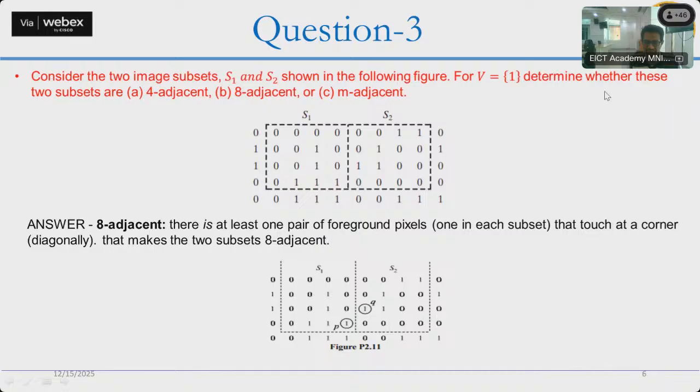Remember, if you recall 4-adjacency, it should be the direct one. For example, this one is connected to this one. 4-adjacency is very simple: either it should be on the horizontal line or on the vertical line. So this one and this one are neither on the horizontal line nor on the vertical line. It is on the diagonal line. That's it.